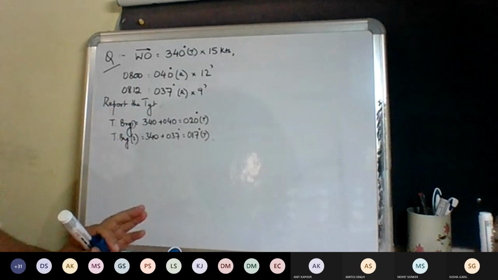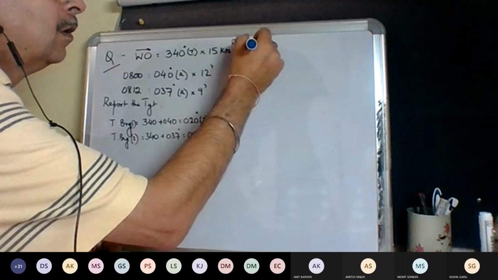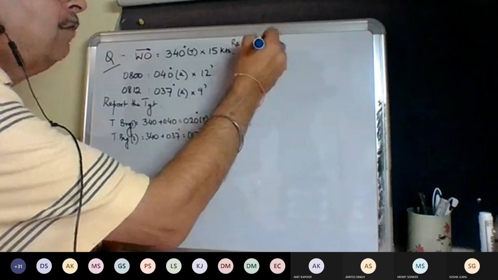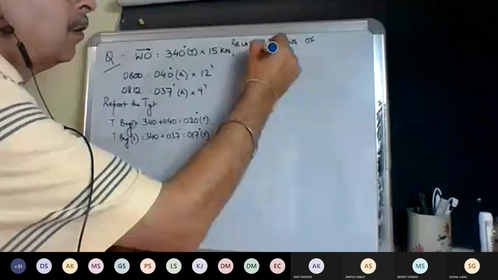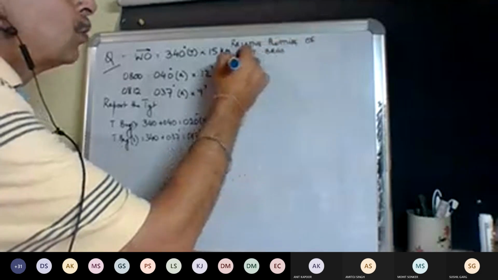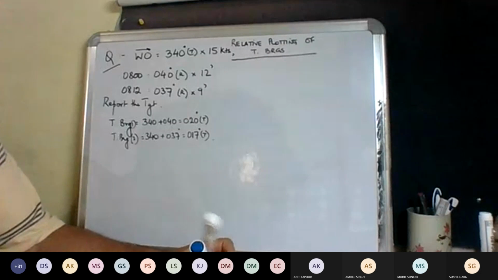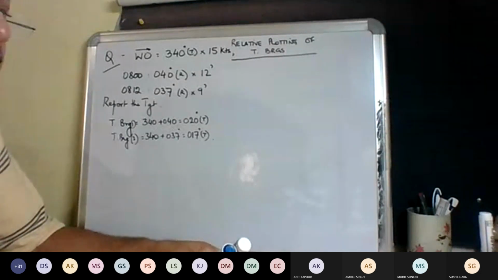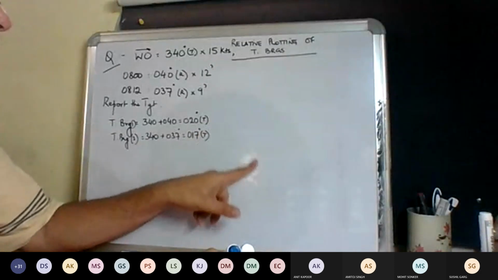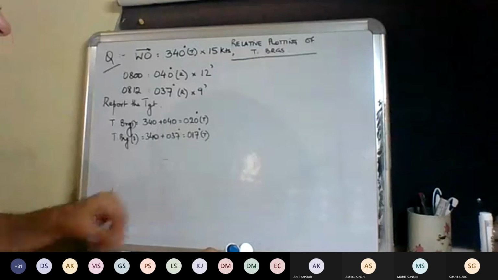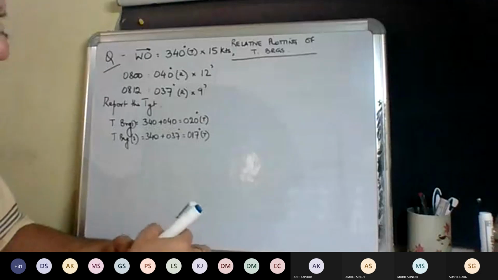So what we are doing basically is relative plotting of true bearings. We are doing relative plotting of true bearings. This is what we are doing. ठीक है? Is this okay?